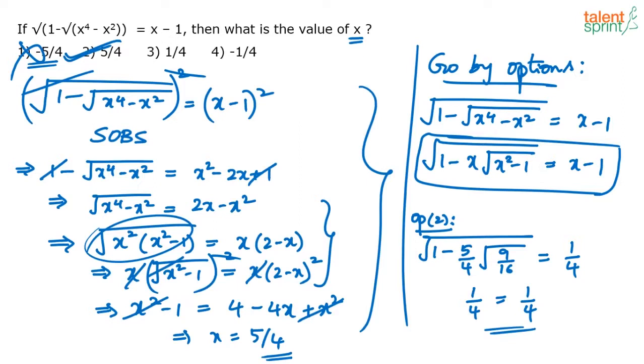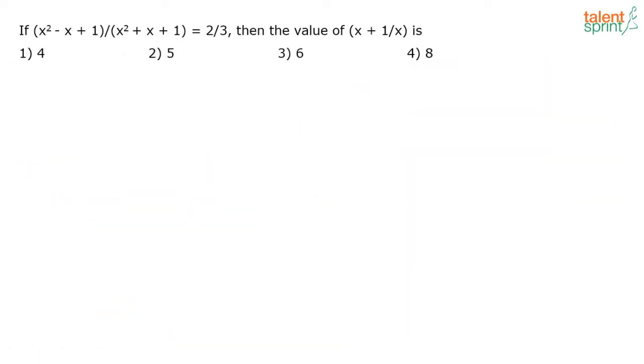So assuming any value or random substitution will not help. You can either go by the options or simplify straight. Let's go for the next question. Here it is on your screen now. Next question. Now this one says x squared minus x plus 1 by x squared plus x plus 1 equals 2 by 3. Then what is the value of x plus 1 by x?